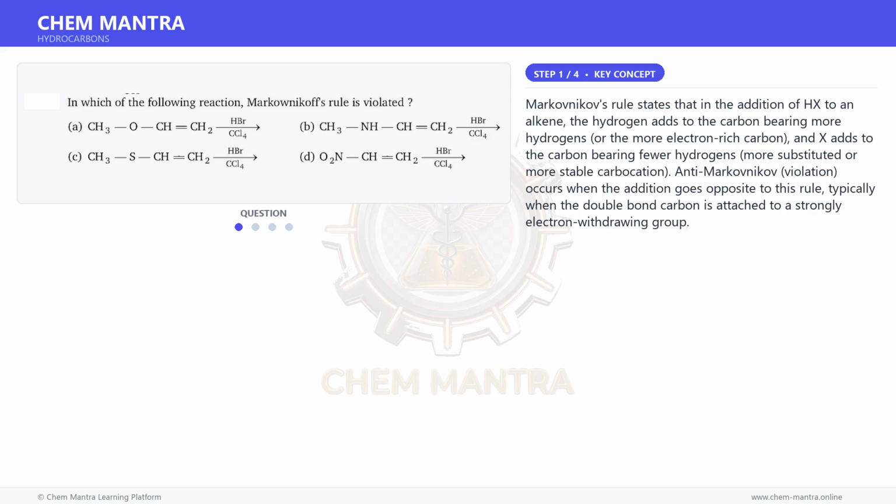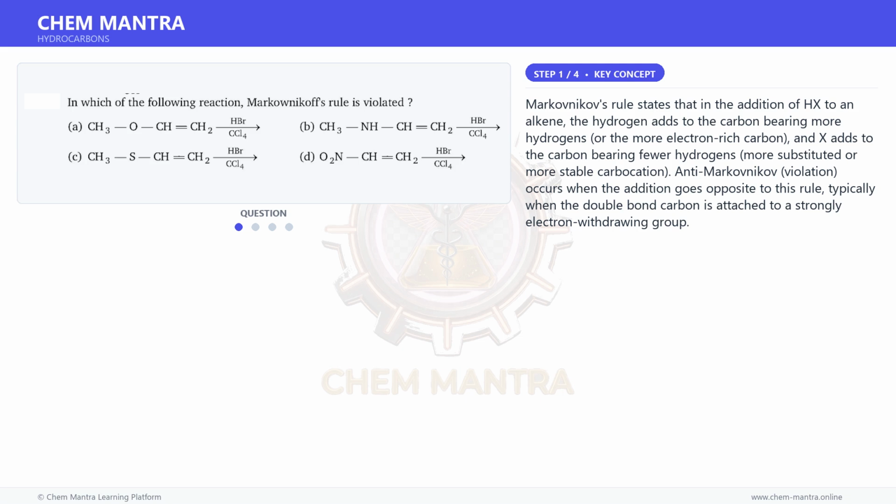Markovnikov's rule states that in the addition of HX to an alkene, the hydrogen adds to the carbon bearing more hydrogens, or the more electron-rich carbon, and X adds to the carbon bearing fewer hydrogens, more substituted or more stable carbocation.